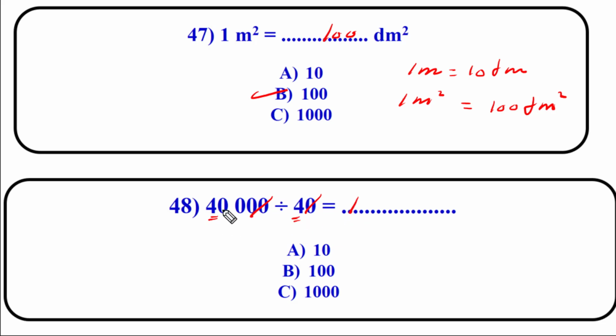Equals 1. And bring down the extra zeros. We have here 3 extra zeros. Now the quotient here will be 1000 mentally. So the correct answer is C.